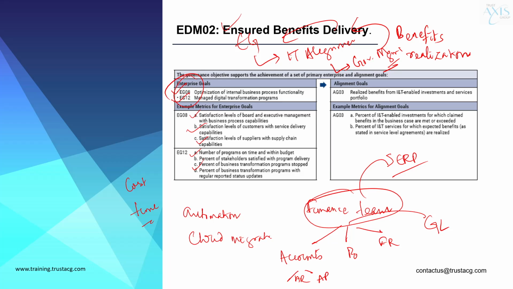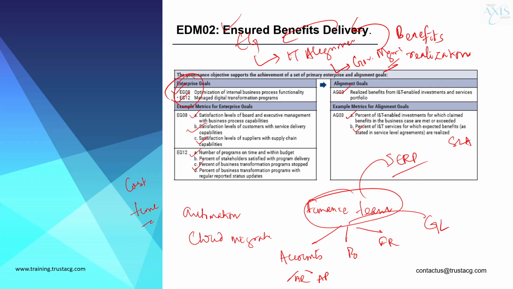Okay. So, likewise, here also you can use a couple of metrics that could evaluate whether you are on the process to achieve the outcomes of this particular alignment goal. The first metric that you can possibly target is the percentage of IT enabled investments where the claimed benefits, as they are defined inside of your business case, are actually met or in some cases even exceeded. The second metric focuses on the percentage of IT services for which expected benefits, as stated in your service level agreements with your partners, are actually realized.